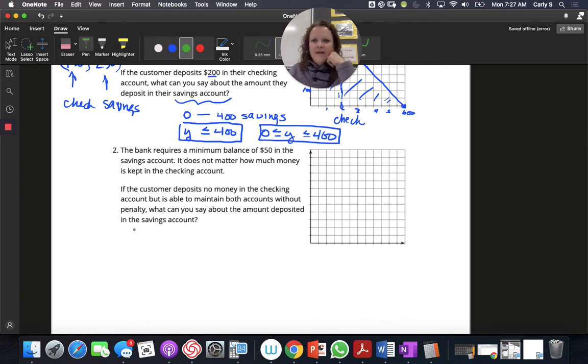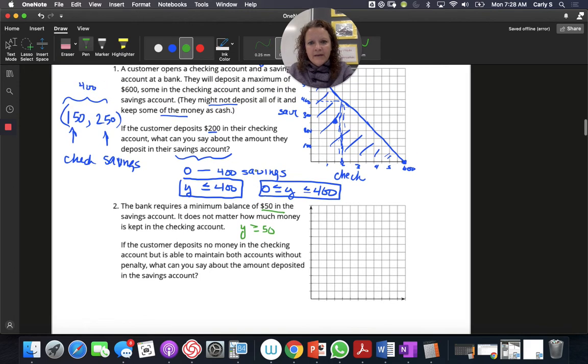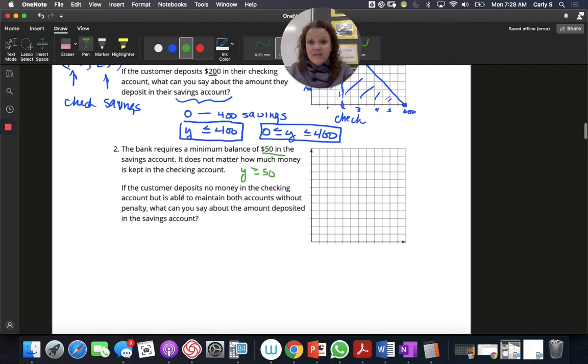The bank requires a minimum balance of $50 in the savings account. It does not matter how much money is kept in the checking account. So here I've got y is greater than or equal to 50 because y is my savings account. I have my y-axis, my x-axis. Sorry, that's checking. This is savings.